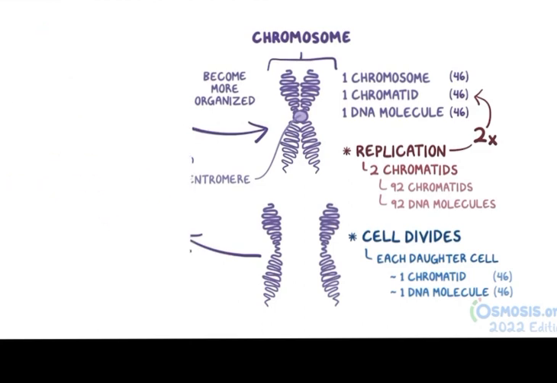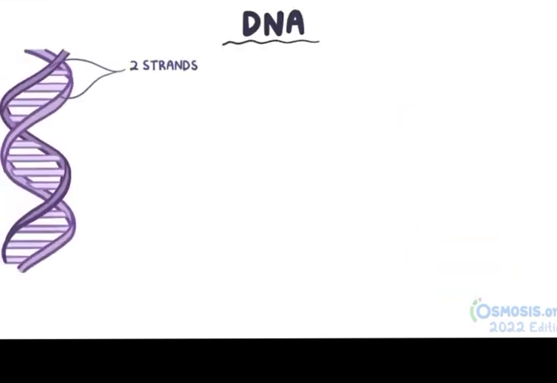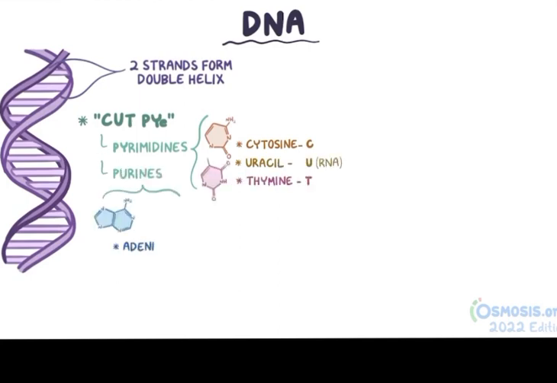Alright, as a quick recap, DNA is made up of 2 strands that coil one around the other to form a double helix. And you "cut pie", so the pyrimidines are cytosine, uracil, which is only relevant for RNA, and thymine, and the purines are adenine and guanine.